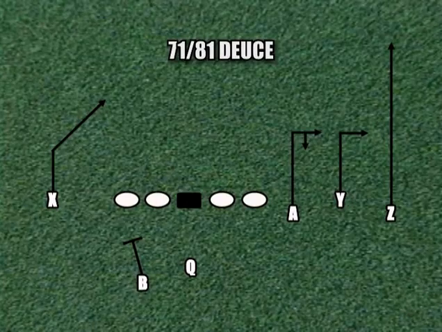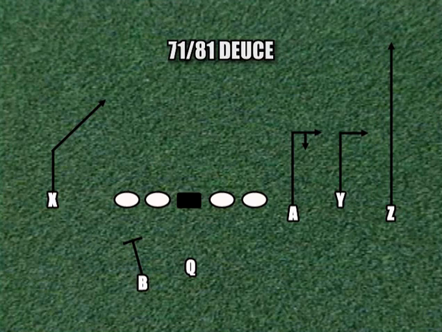Our next route is a 71 and 81 deuce route. To run this route, we have to create some way a 3-man side to get this route run. This has been one of our highest percentage routes, and this is the route that we like to run on first down. It's a great ball possession route, and you should make 5 to 6 yards every time you run this. It's a very easy read for our quarterback.